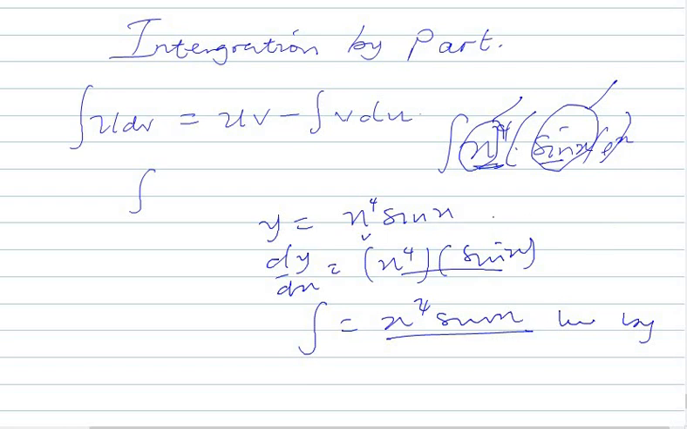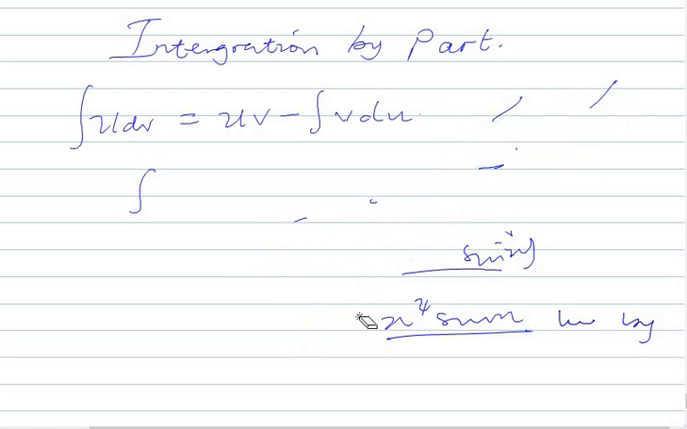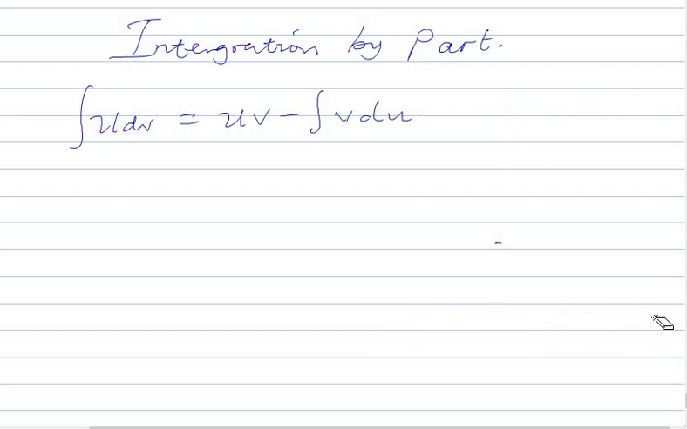So the formula is given as the integral of u dv is equal to uv minus the integral of v du. So the formula is given, you just need to compute the integral. It was also discovered by Brook Taylor in 1715.